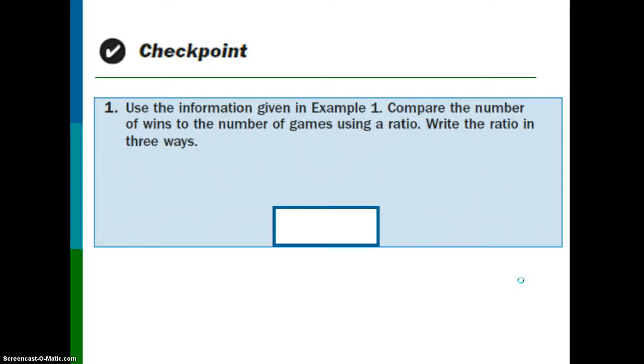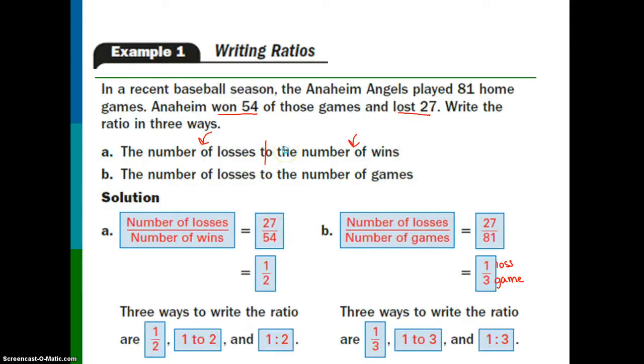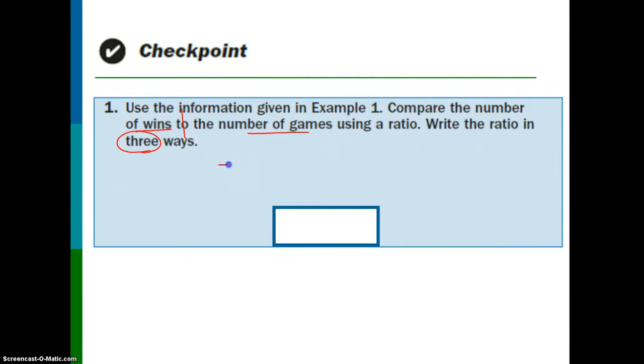Using the information in example 1, compare the number of wins to the number of games. Write it in 3 ways. So going back to example 1, there were 54 wins out of 81 games played. Make sure you simplify, which is 2/3, and here are the 3 ways, with a fraction bar, with the word to, and with a colon.